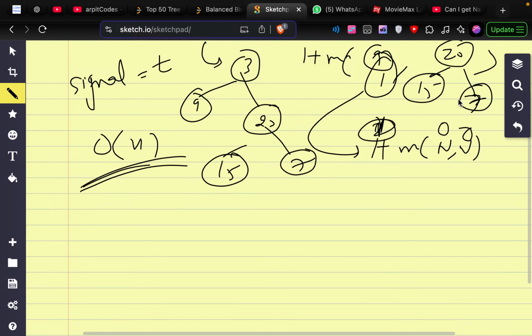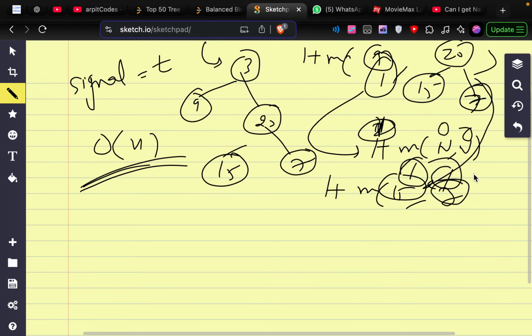The left will return 1, and for the right we have 1 plus max of 15 and 7. From this experience we can say it is going to come as 1 because same null, and the max of 1 and 1 will be 1, which will return 2. So this will give me 2.